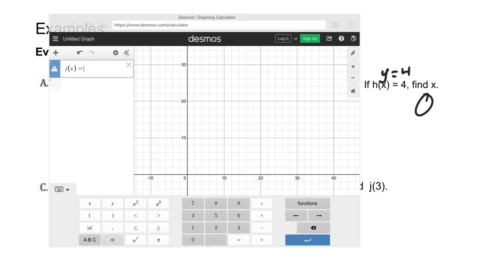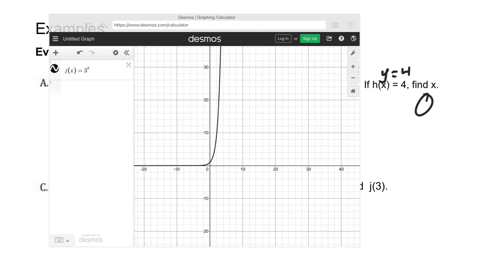So to do an exponent like that, 3, and then you press this A, B button right here, and that's going to create our exponent, and then I can just put an x in that space. Like that, and it creates this exponential function for me. And they want the value of j at 3.